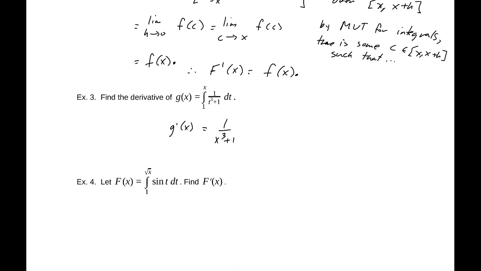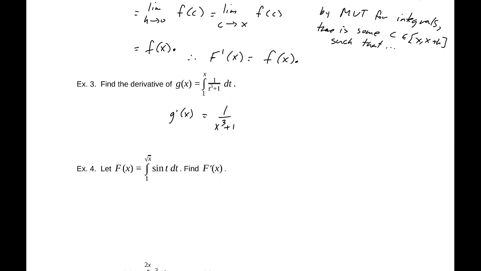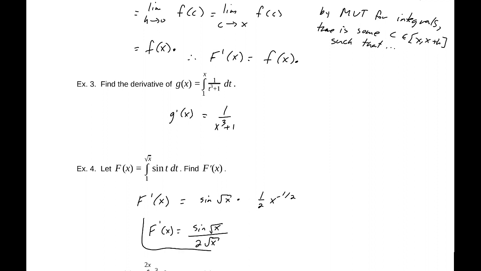All right. Find f prime of x. We have the integral from 1 to square root of x of sine t dt. All right, this is going to require our chain rule. So this is going to be sine root x times the derivative of the square root of x, which is 1/2 x to the negative 1/2. So sine root x over 2 root x. Because our limit of integration was not just from a constant to x, it's to the square root of x, we have to make sure we take the chain rule there.